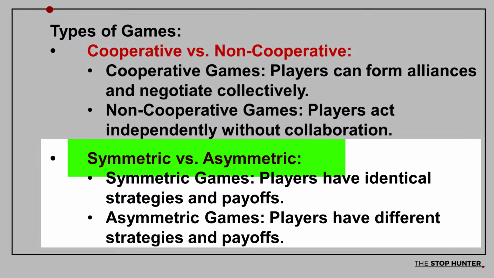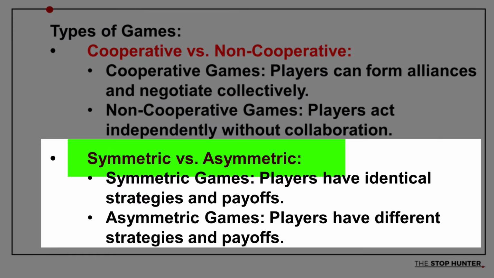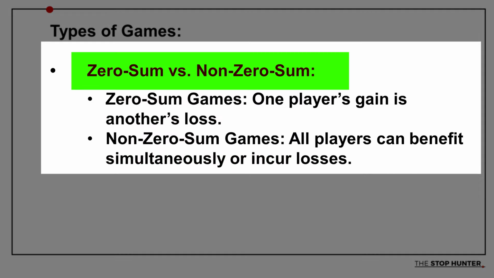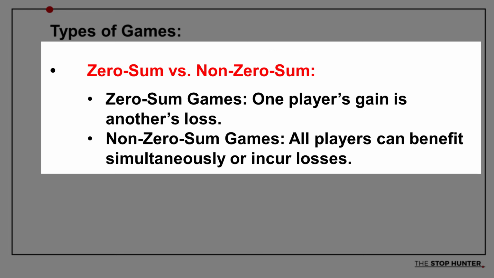And then we've got symmetric versus asymmetric. Symmetric, where players have identical strategies and payoffs. Asymmetric games, where players have different strategies and payoffs. Already we can see we're building up the personality of a trader: non-cooperative games and asymmetric games. And then the third one is zero sum versus non-zero sum. Zero sum games are where one player's gain is another's loss, and in non-zero sum games, all players can benefit simultaneously or incur losses. So trading, I suppose, is a bit of a blend of both of them.